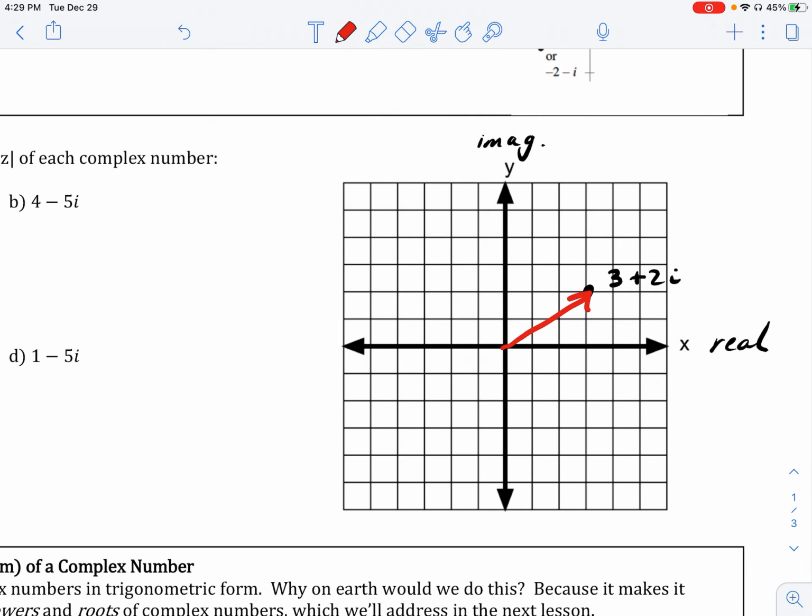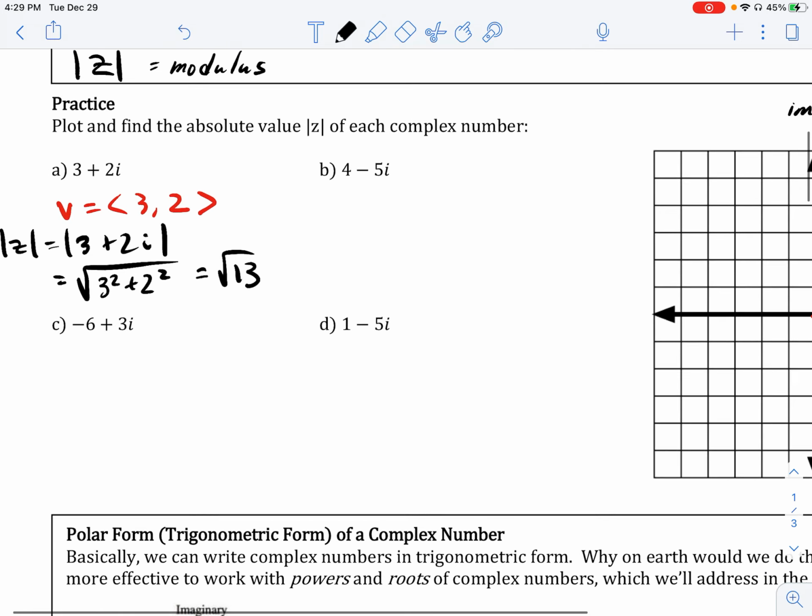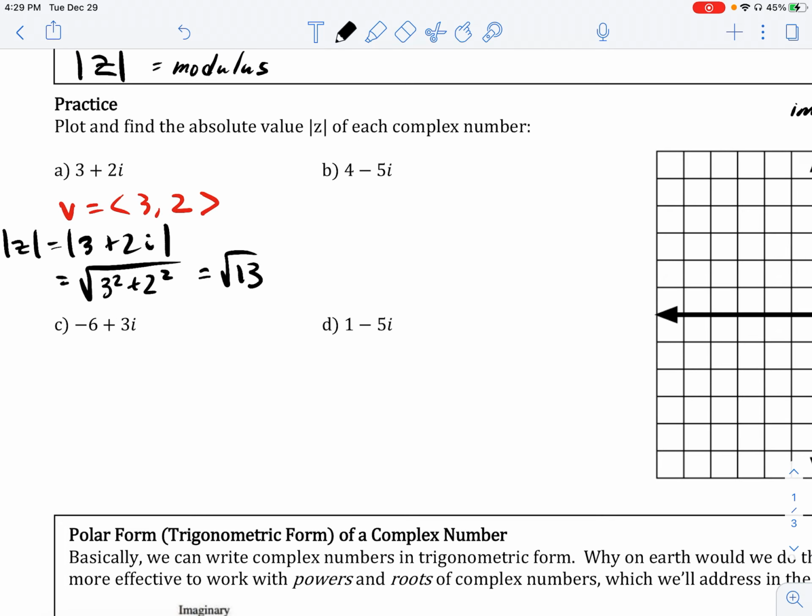That's its equivalent vector. If I want to find the absolute value of 3 plus 2i, the absolute value of z, it's simply taking the magnitude of this vector, which is 3 squared plus 2 squared, so 9 plus 4. This would be equal to root 13. And you can do this with any complex number in any particular quadrant. So you can go ahead and pause this video and try checking your solutions for B through D and check it with the solutions I have uploaded to Google Classroom.